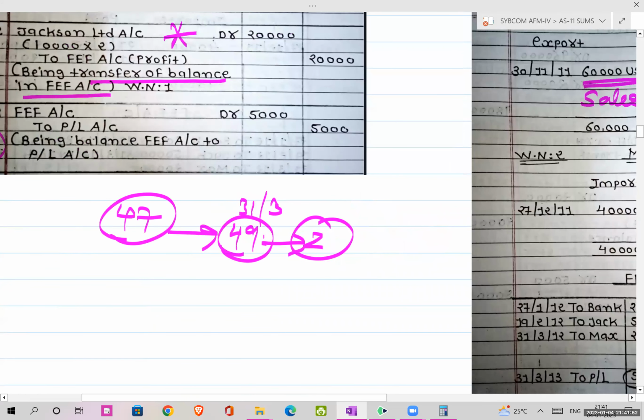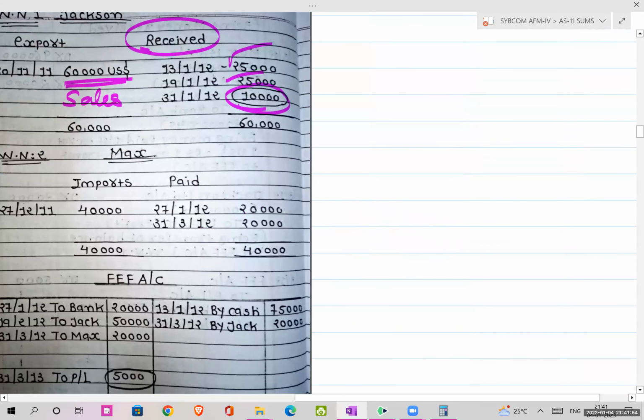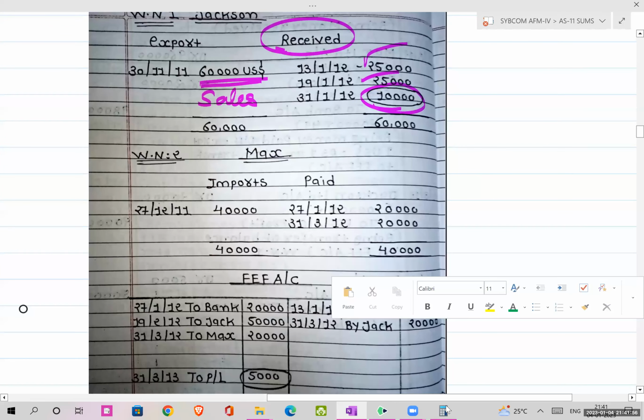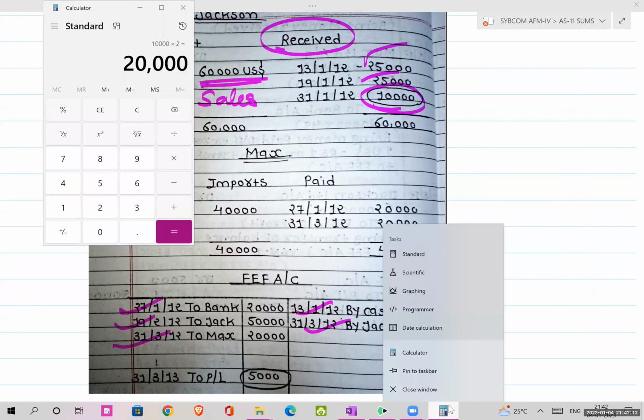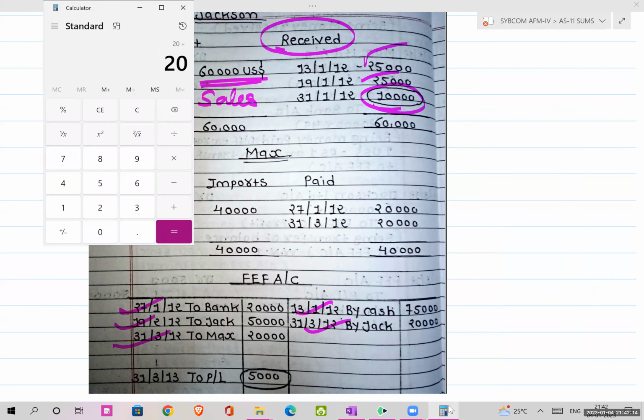And the last entry will be the FEF balance entry, which you get from FEF account. Okay, so wherever there was FEF account, 1 2 3 4 5, so there are 5 transactions where FEF account was there. So you have to post it in the ledger, and you will get your answer. So it's 20 plus 50,000 plus 20,000 again. So 90 minus 75 minus 20.